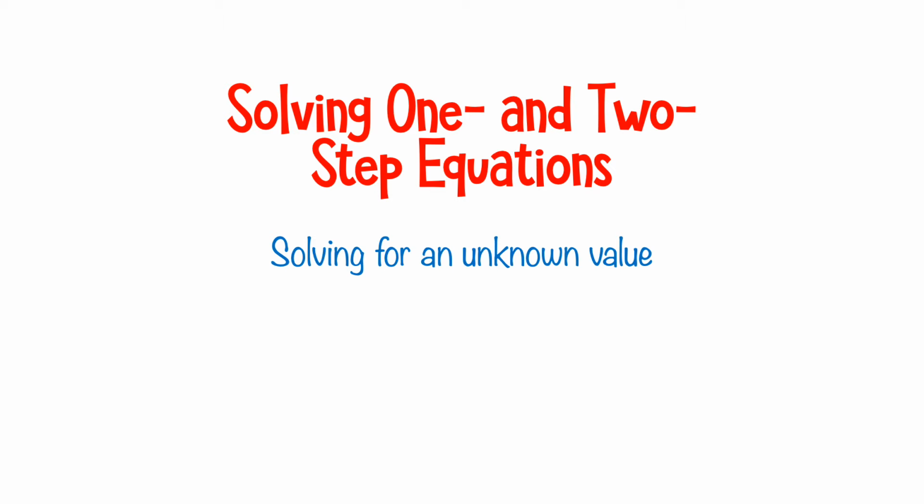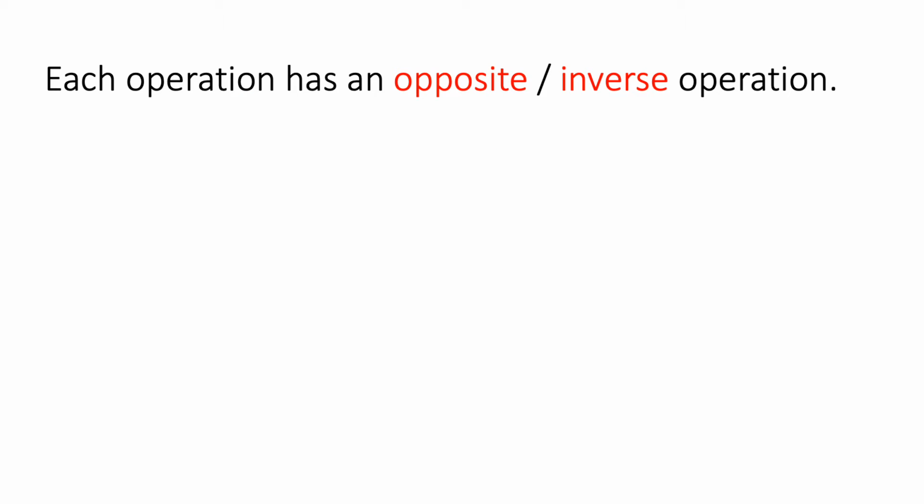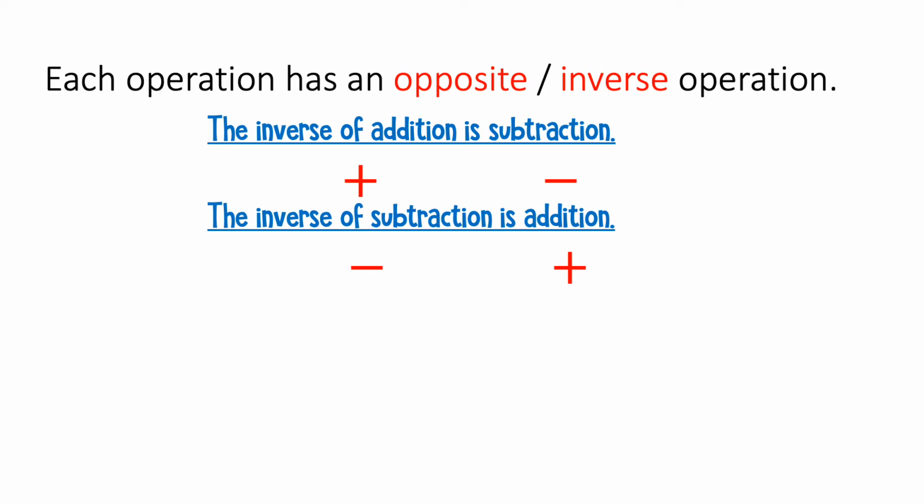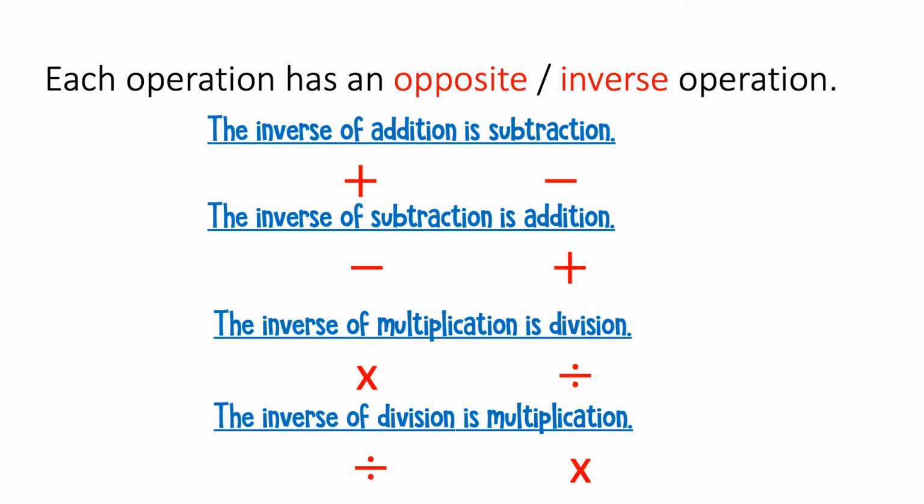Today we're going to review solving one and two-step equations, solving for an unknown value. Each operation has an opposite or inverse operation. If you recall, we talked about how the opposite operations are used to solve for a variable. The inverse of addition is subtraction. The inverse of subtraction is addition. These are opposite or inverse operations.